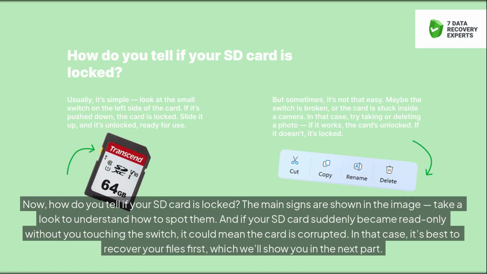Now, how do you tell if your SD card is locked? The main signs are shown in the image. Take a look to understand how to spot them. And if your SD card suddenly became read-only without you touching the switch, it could mean the card is corrupted. In that case, it's best to recover your files first, which we'll show you in the next part.